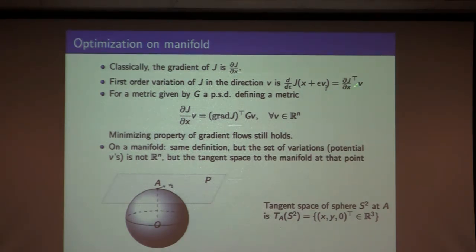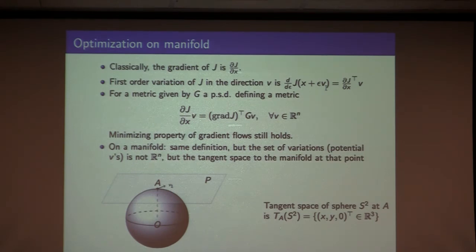Once we have this form, we could imagine having in between a positive definite matrix that will define a certain metric. And so I could think of defining the gradient in this way: the gradient will be the function grad J such that for any v, this equality holds. That comes very naturally from the original definition of the gradient, and this is the definition we're going to use when we want to find a gradient on a manifold.